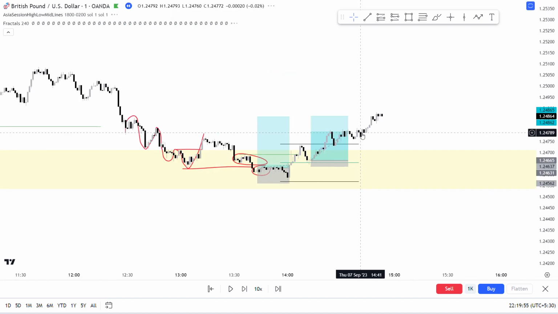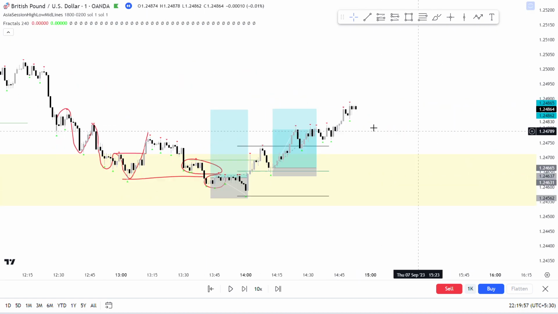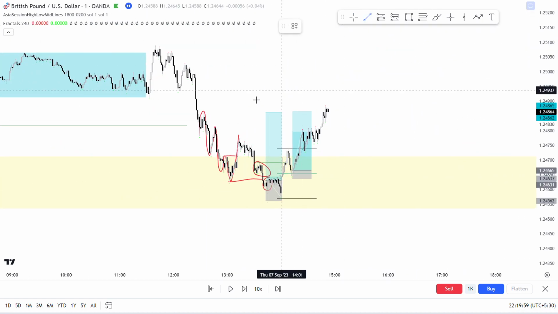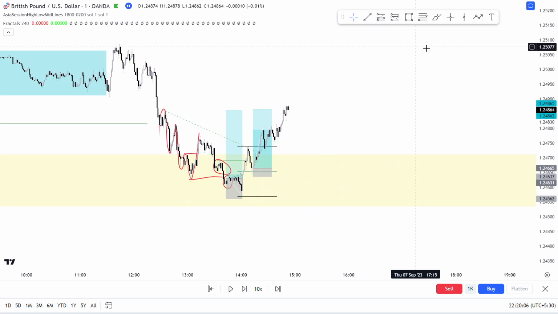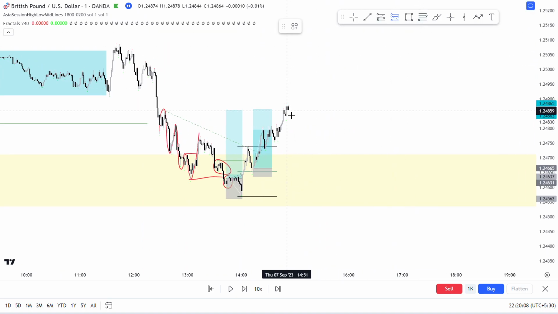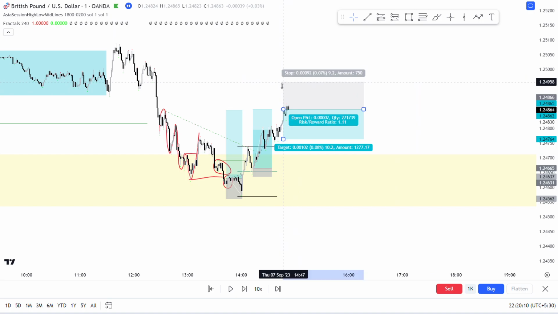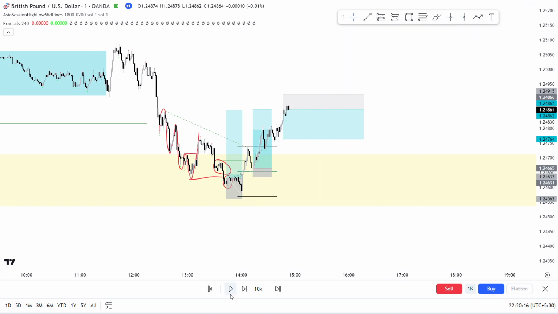Let me show you. If you see how the price structure oscillations work, this is the retailer trap again. This is the retailer trap. After the retailer trap is taken out, you can directly enter here. Stop loss, 5 pip makes sense.